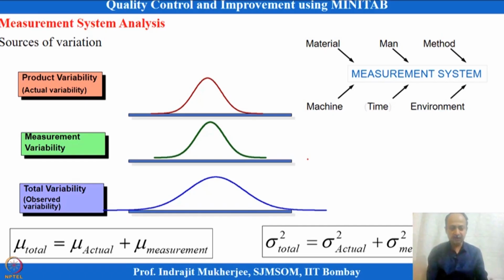So if there is an instrumental bias, it will deviate the actual observations somewhat, and the mean will change, the overall observation mean will change. So in this case we do not want any biasness in the instrument, there should not be any bias in the instrument like that.